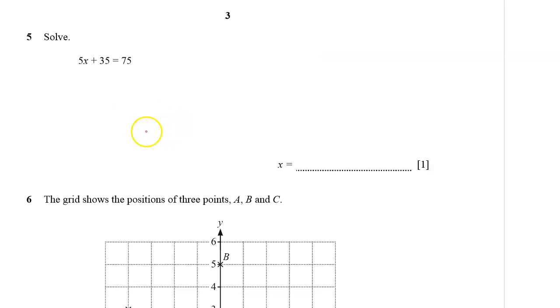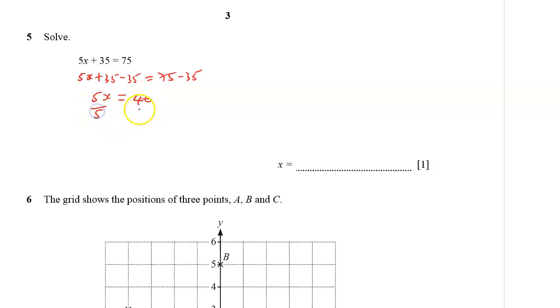Solve this equation here. To solve this equation, we have 5x plus 35 is equal to 75. So we minus 35 both sides. So our equation becomes 5x plus 35 minus 35 is equal to 75 minus 35. Of course, 35 minus 35 will give us 0. So 5x. 75 minus 35 will give us 40.